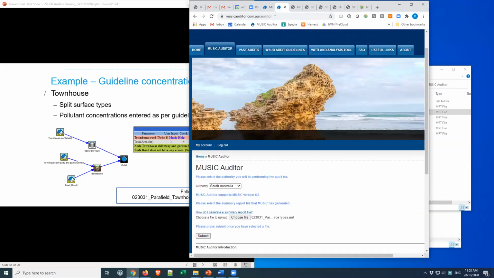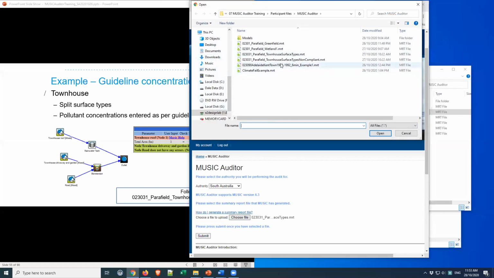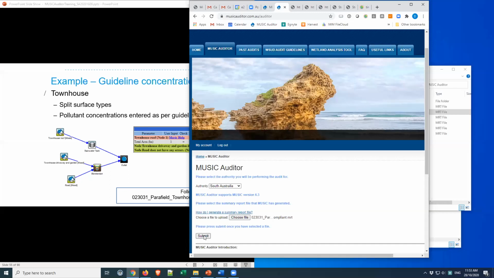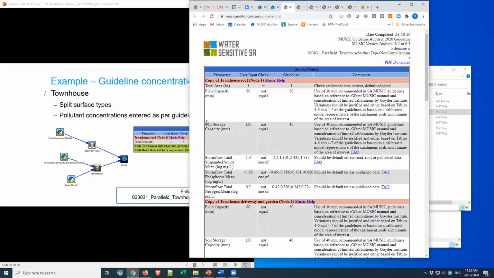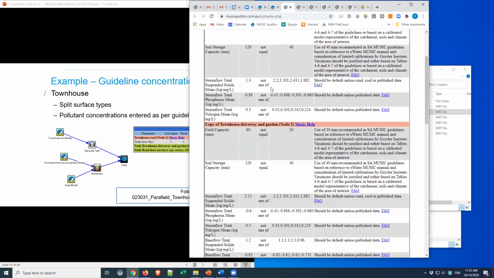Now, if you go back to the MUSIC Auditor and choose, I've got a second version of this, which is the same model, but with the surface types not compliant with the guideline. And if you open that and run it, what you should see is that this time the auditor picks up a couple of other issues, but it has now picked up the pollutant concentrations, and it's flagged that they're not one of the expected ranges. So it'll pick it up, and you can see here, these are all the different possible outcomes, and this is what's been put in the model.